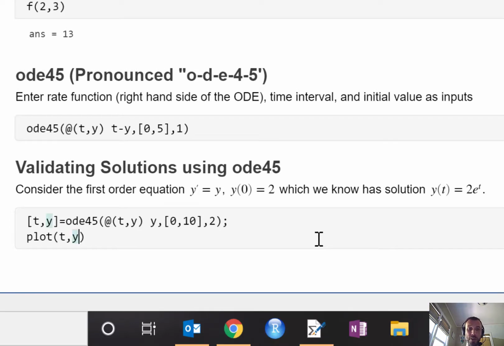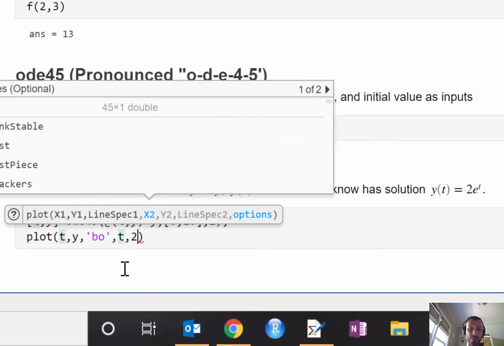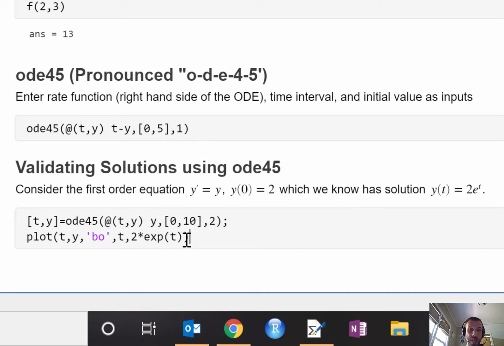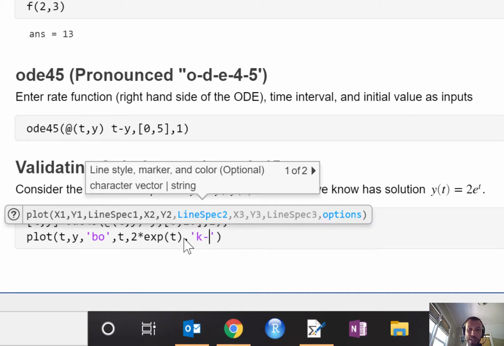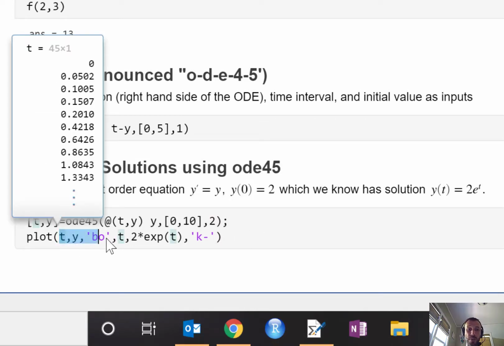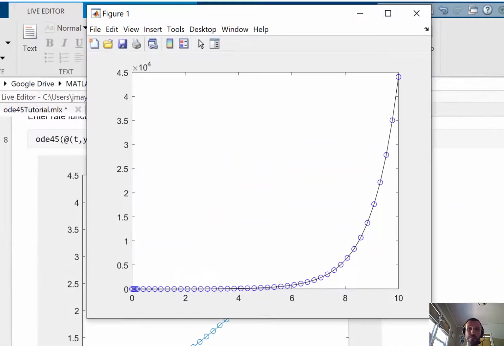So the next step is I want to create the plot above, essentially, but I want to compare it with my actual solution, which was 2 times exp of t. And I'm going to plot that one using black lines. So this plot now will show both the ode45 approximation and the solution we got by hand, and if they match up, yay, we did a good job. And sure enough, if you look at this plot, the black line goes right through those blue dots, and so it looks like we validated our solution to that differential equation.